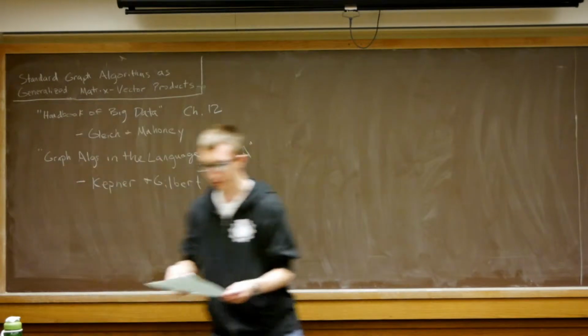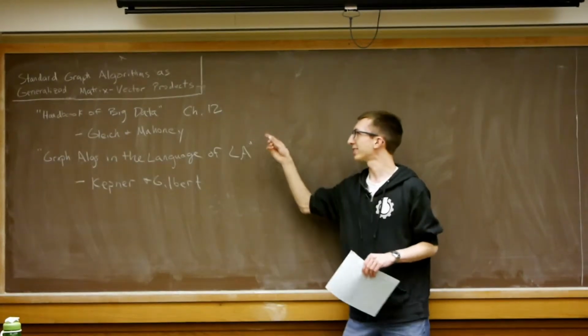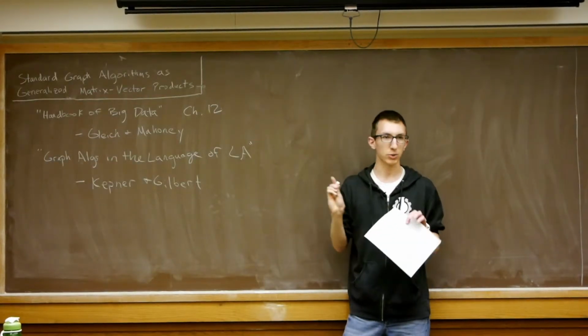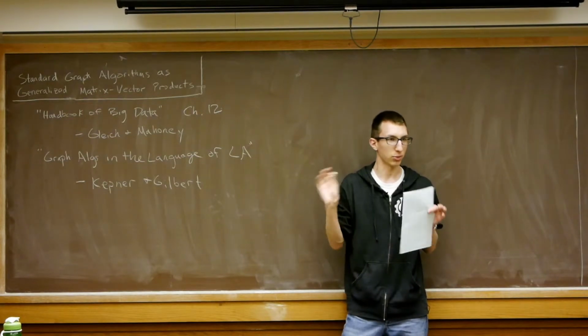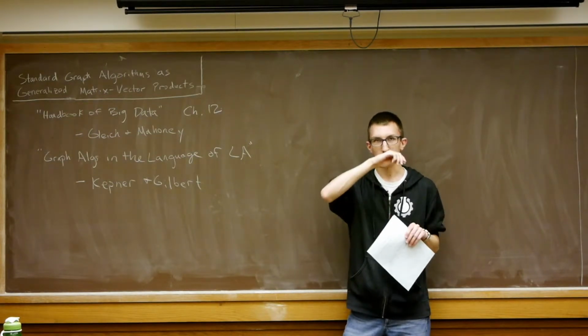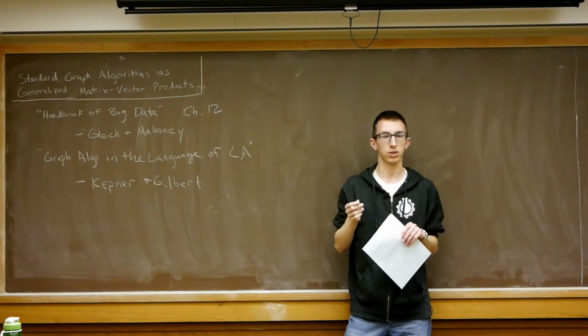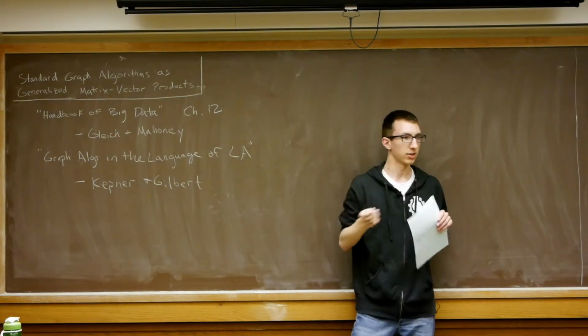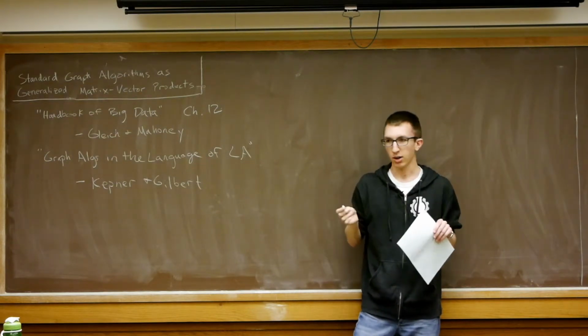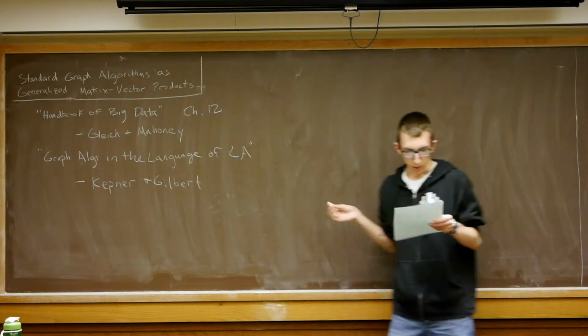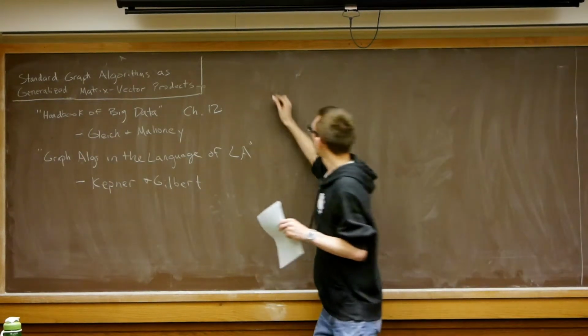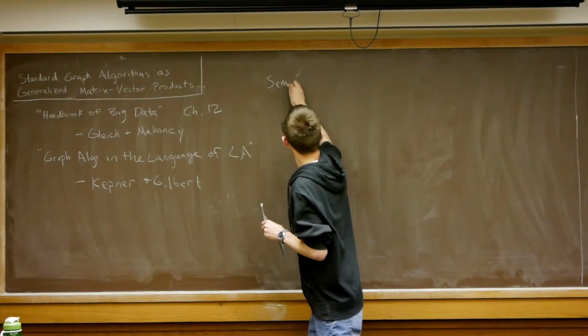So in order to view these algorithms as matrix vector products, we have to relax our idea of what is a matrix and what is a product. In general in linear algebra, we talk about matrices and vectors over fields, so real numbers or complex numbers or any other kind of field. What we are going to use today are semirings. So I will say what that is.